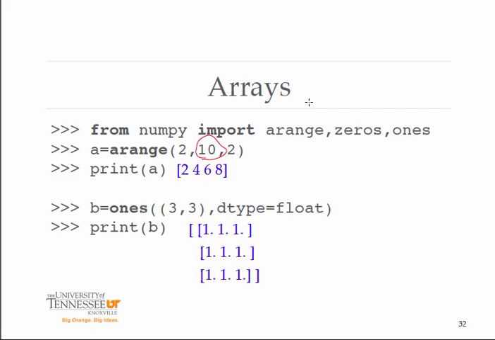And on the output here, when you ask the interpreter to print A, you get an array. Again, notice there are no commas. That is how you know it is an array.